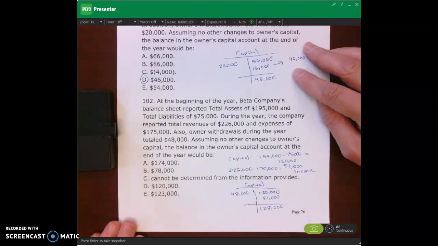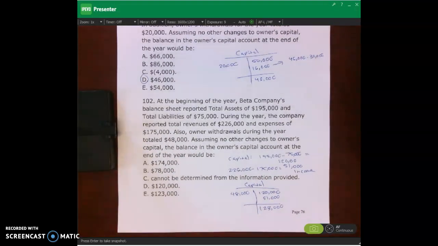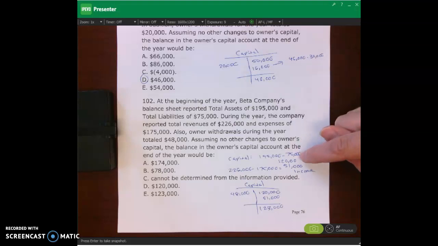Let's look at 102. It says at the beginning of the year, Beta Company's balance sheet reported total assets of $195,000, total liabilities of $75,000. During the year, the company reported total revenues of $226 and expenses of $175. Also, owner withdrawals during the year totaled $48,000. Assuming no other changes to owner's capital, the balance in owner's capital at the end of the year would be what? Well, the first thing you've got to figure out is what's beginning capital.